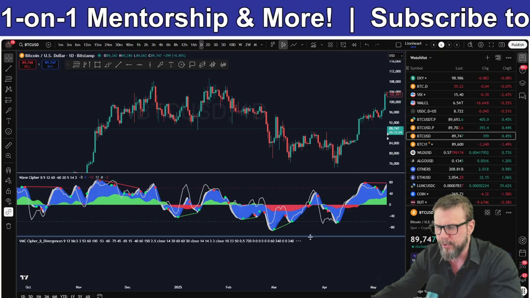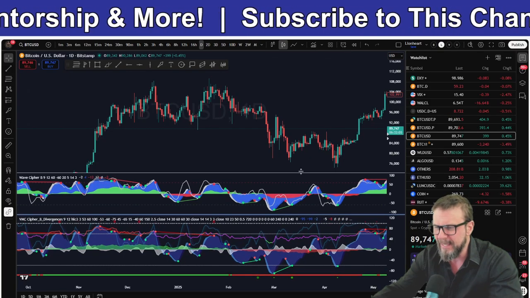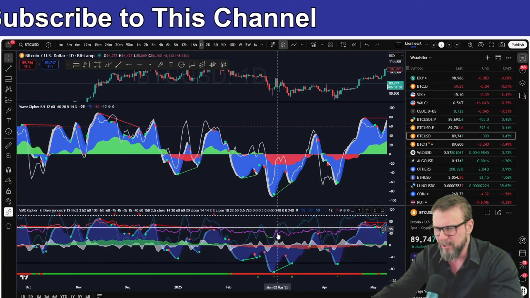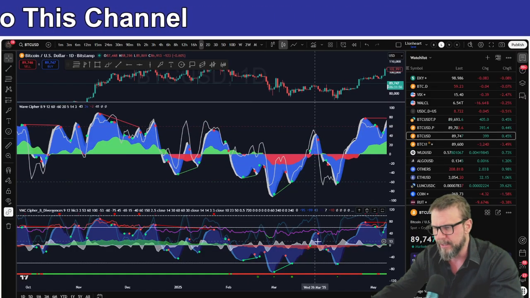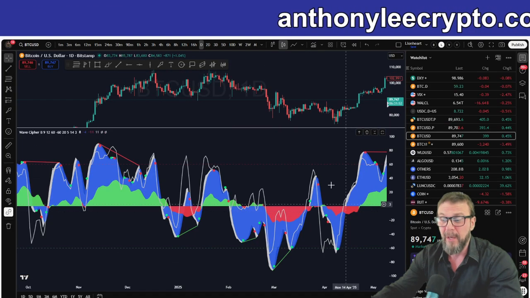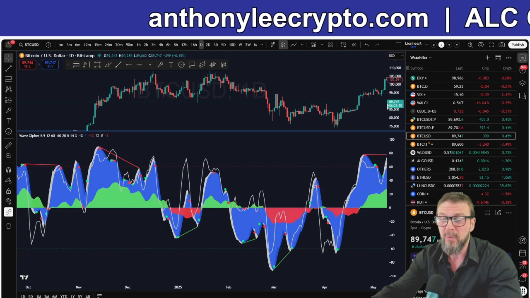Let's take a look at how one of the more popular ones looks, and you can see the difference. If we just throw that on there, do you see how busy and cluttered that looks on the bottom compared to Wave Cipher B? So many lines, so many different colors, so many this and that. It's all over the place. It's great. It's very effective, but we've simplified it because you just don't need all that.